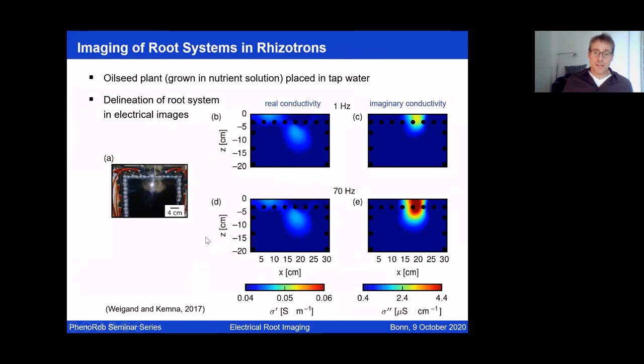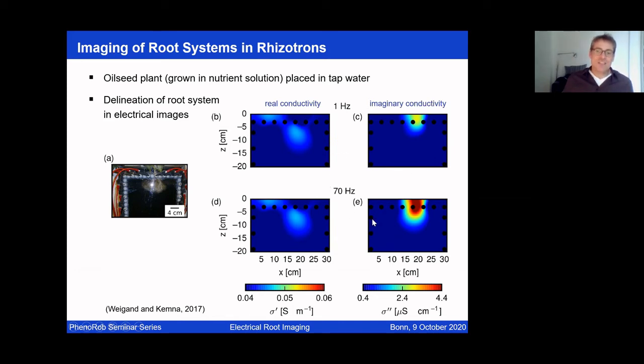Yeah, so to give you one example of the measurements in the lab and the Rhizotrons without soil, actually we tried it first with soil, so it was much too ambitious as it turned out, and we had to go back because we were not at that time knowing the right analysis procedures and so on to discriminate the soil and root responses. So this is only with the root system, in this case an oilseed plant in some nutrient solution. In this case, it was just tap water, actually. And you see the images that you get at 1 Hertz and 70 Hertz in terms of conduction, real conductivity component, and in terms of polarization, imaginary conductivity component.